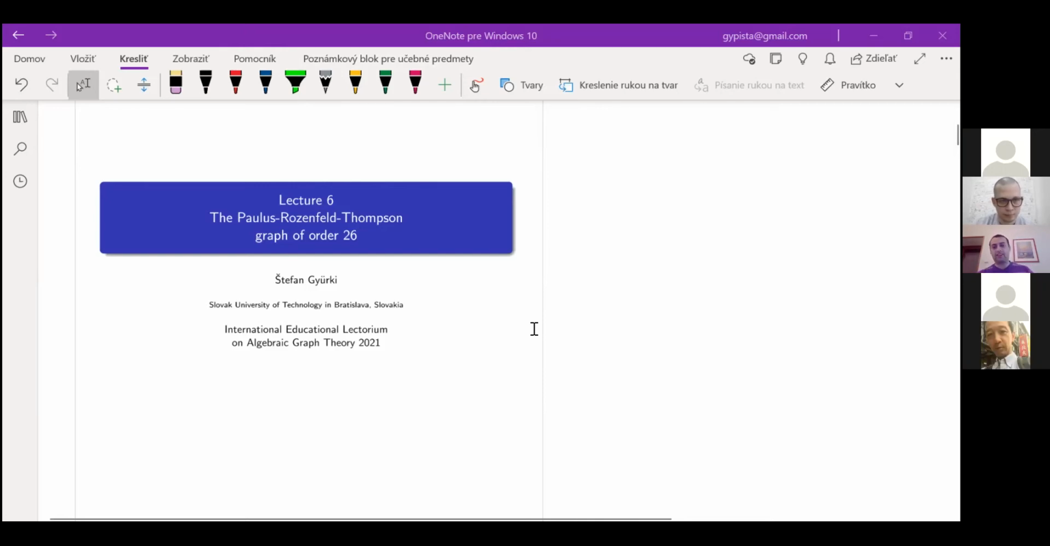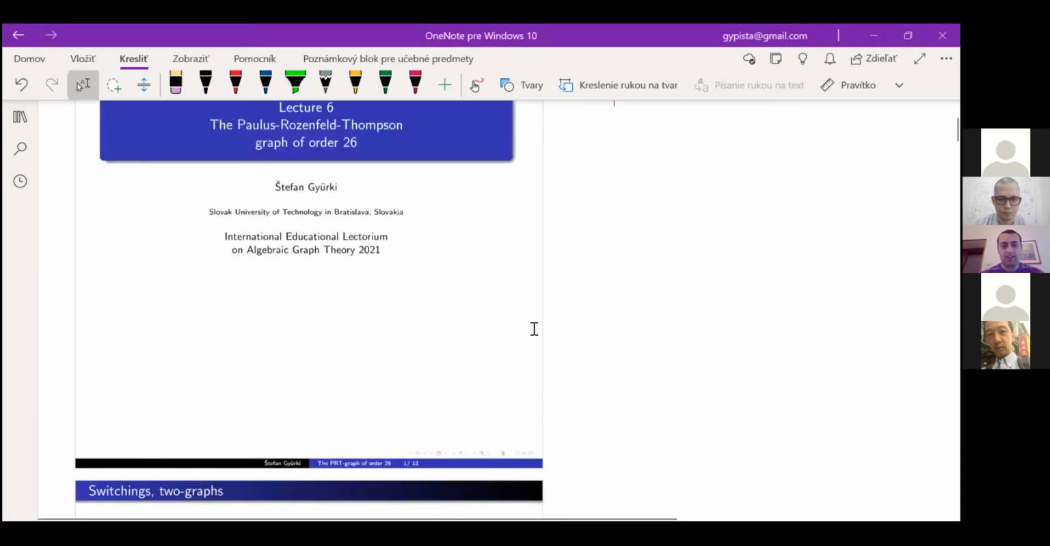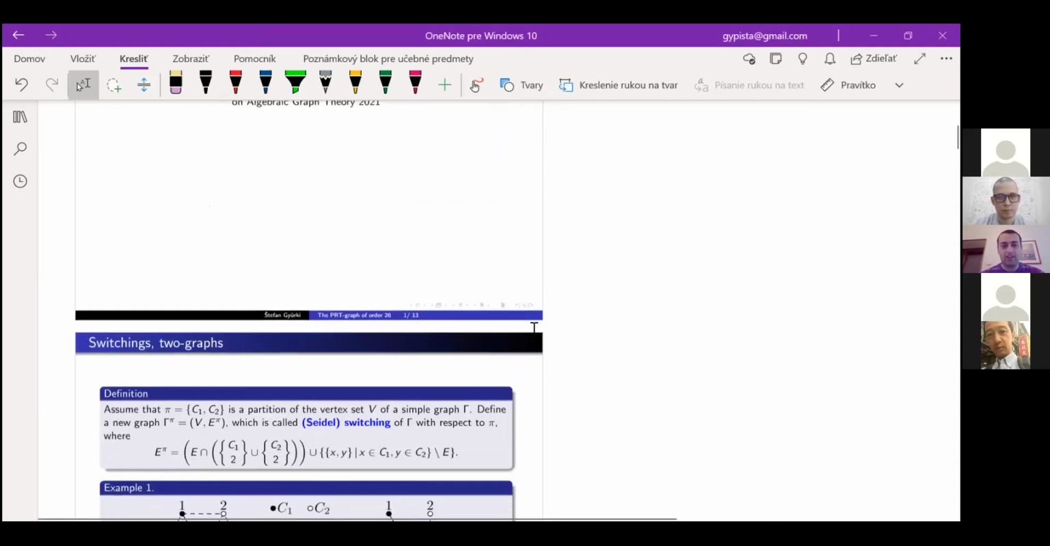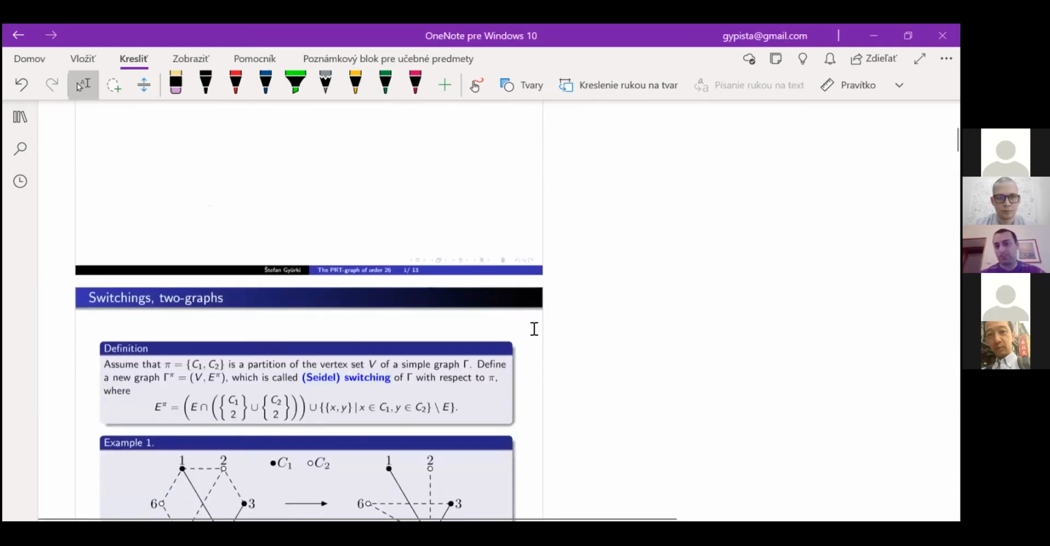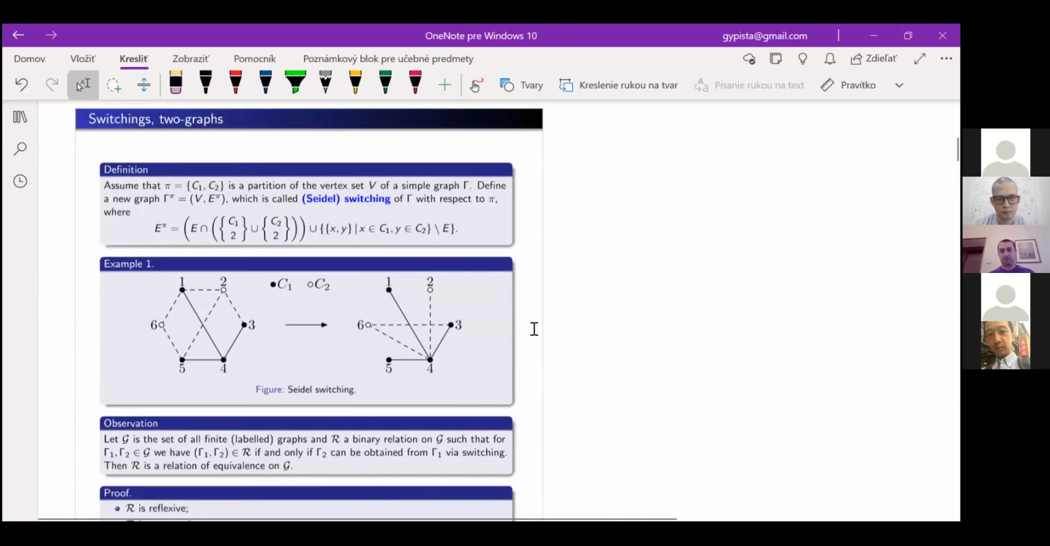I will call this graph, which I am going to talk about, the Paulus-Rozenfeld-Thompson graph, and I will later on explain why. But probably in the literature you will find it under other names, if it is assigned some name. Maybe it is just usually called the most symmetric one from the strongly regular ones with specific parameters.